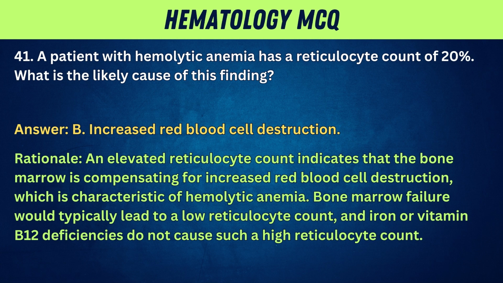Rationale: an elevated reticulocyte count indicates that the bone marrow is compensating for increased red blood cell destruction, which is characteristic of hemolytic anemia. Bone marrow failure would typically lead to a low reticulocyte count, and iron or vitamin B12 deficiencies do not cause such a high reticulocyte count.